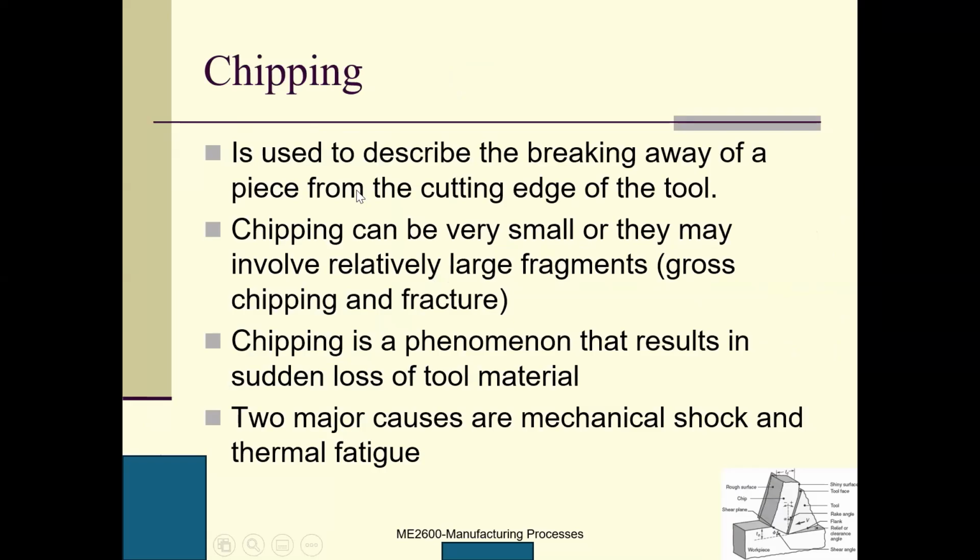Then chipping, and chipping is a break of the tool material. It is used to describe the breaking away of a piece from the cutting edge of the tool. Chipping can be very small, or it may involve relatively large fragments. It depends, across chipping and fracture. Chipping is a phenomenon that results in the sudden loss of tool material, just break. Two major causes are mechanical shock and thermal fatigue.